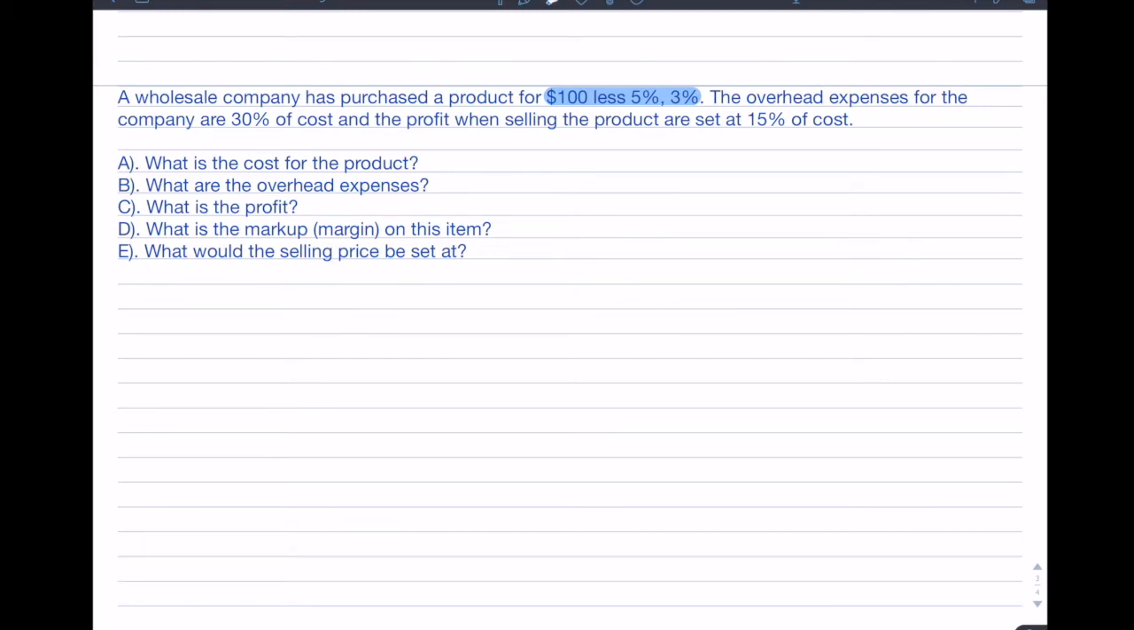And you can watch the video on the channel if you want to know about trade discounts. And now they're telling us that the overhead expenses that we have are 30% of the cost. And your profit, when selling the item, you want to set it at 15% of the cost. All right. And you have a bunch of questions here. So let's take a look. First, let's knock off this one. So what is the cost for the product?